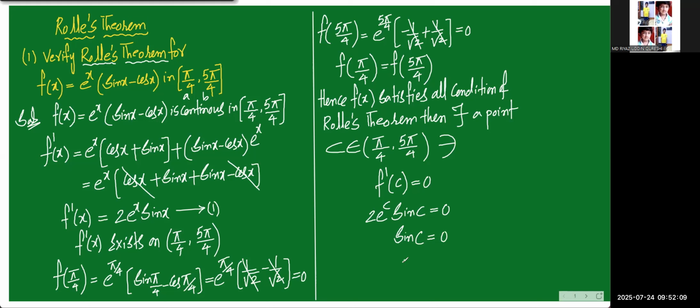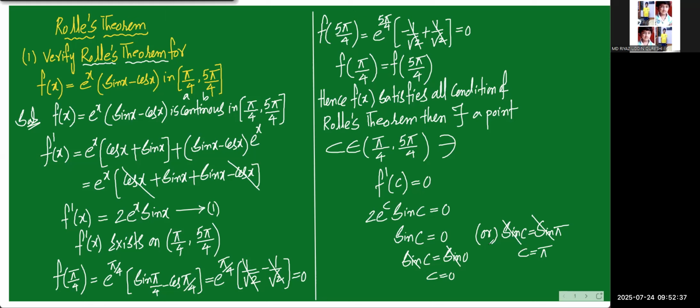So sin c is equal to 0, and here two options are available. Either you can write sin 0 is equal to 0 in the first option, or you have one more option: sin c is equal to, in place of 0, you can also write sin pi. Sin pi value is also 0. So in both cases, we are getting the value of c is equal to 0, and c is equal to pi.